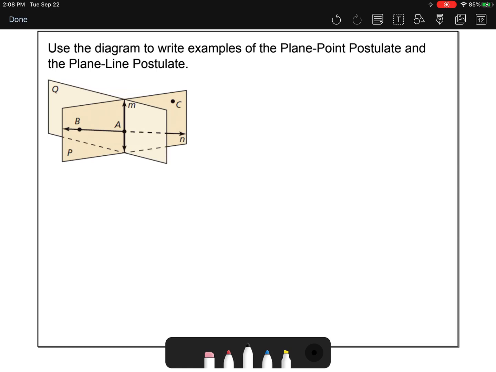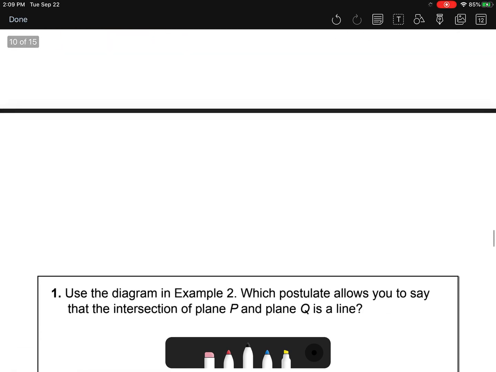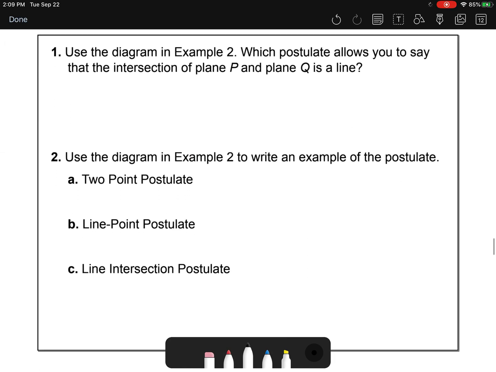Okay, now it says use the diagram to write examples of the plane-point postulate and the plane-line postulate. Well, do you see 3 non-collinear points? I do: B, A, and C. What plane do B, A, and C make? Plane P. So there's the plane-point postulate. Now, notice I see 2 points, B and A. If you draw a line through B and A, they are also on plane P, because B and A are on plane P. So that illustrates that postulate.